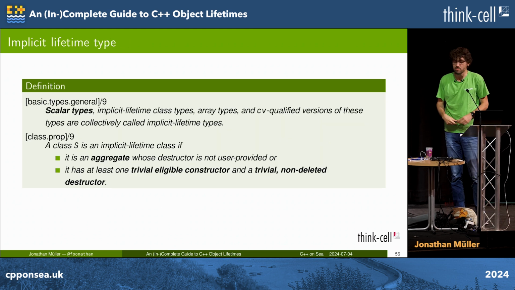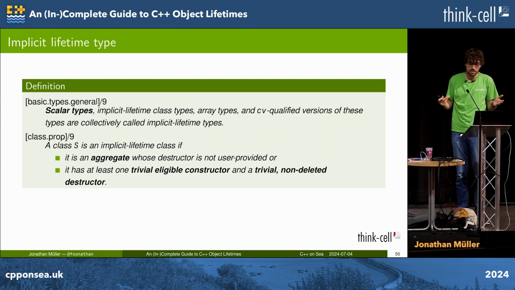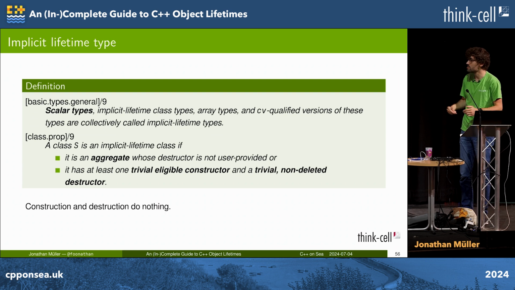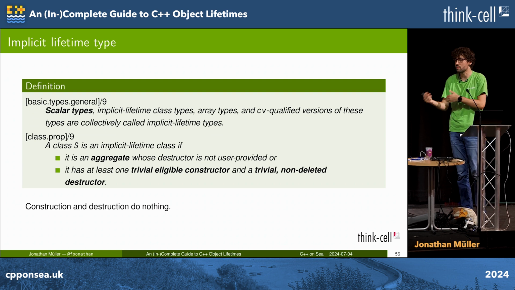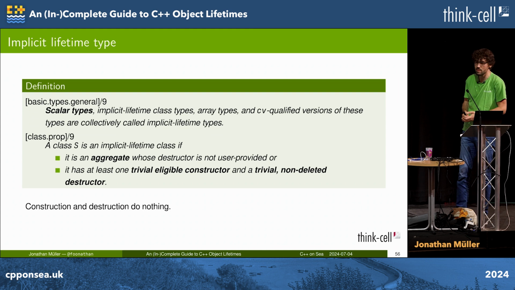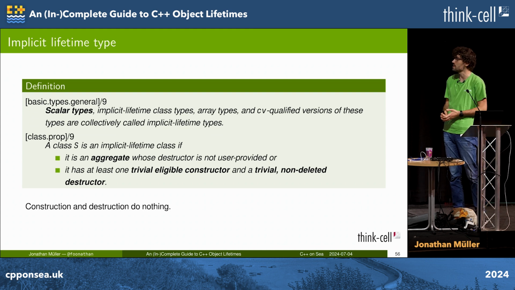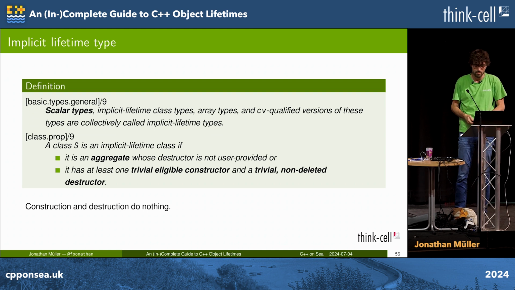They have to be of implicit lifetime type. This essentially means that they're scalar types or class types where, essentially, construction and destruction do nothing. If you have a constructor or a destructor that actually does something, they're not implicit lifetime types, because the compiler cannot implicitly do side effects, as we will see later.